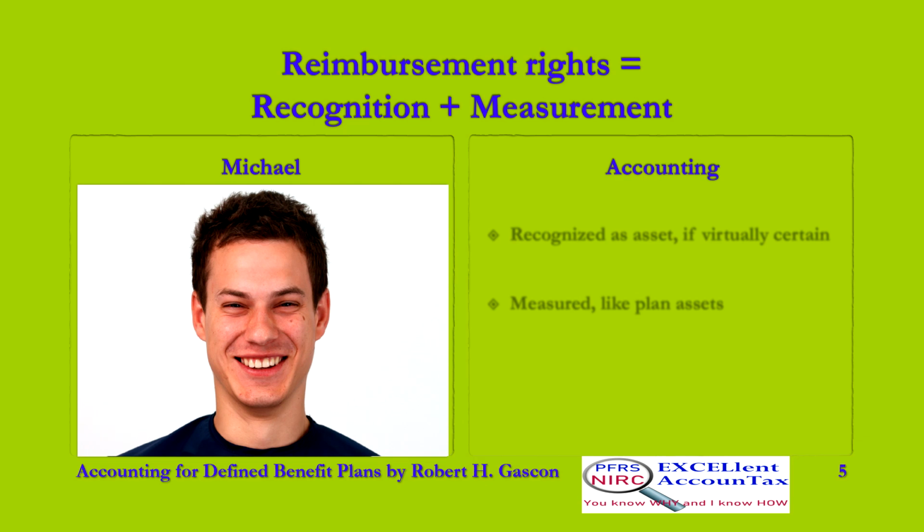Reimbursement rights are accounted for as follows. Reimbursement rights are recognized as a separate asset, if it is virtually certain that another party will reimburse some, or all, expenditures required to settle a defined benefit obligation. Note that components of defined benefit cost may be recognized net of amounts related to changes in the carrying amount of the reimbursement right. And reimbursement rights are measured at fair value, like plan assets.